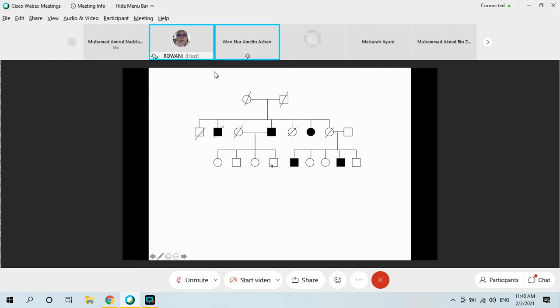But the rest of the females are not affected. It is likely that the mother of this family is the carrier of the disease, and she did not manifest the disease. So one possibility is that this is X-linked recessive, with this person, you see the arrow I am pointing, is affected because of lionization. The other possibility is mitochondrial inheritance.